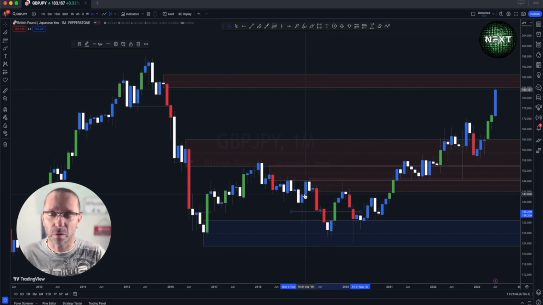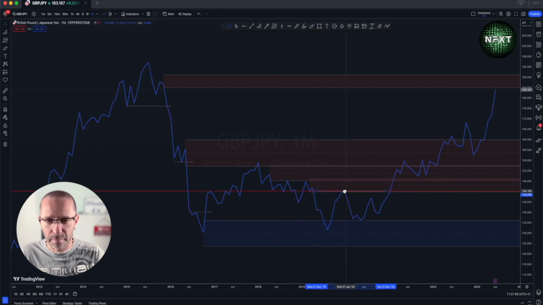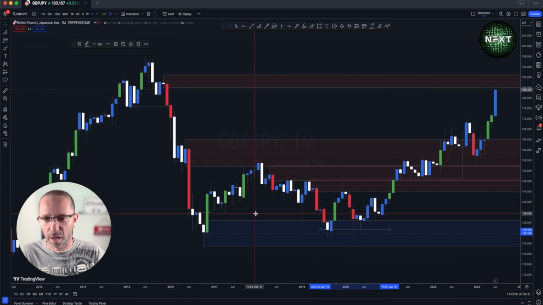It's a drop-based drop zone of supply, but I want to see those origin moves with a swing high. It hasn't got a swing high, so I'm not going to take that as an area of supply. The market does come back into this supply. Okay, we have a reaction. Let's go back to the line chart. The candles. See, we come into this area of supply.